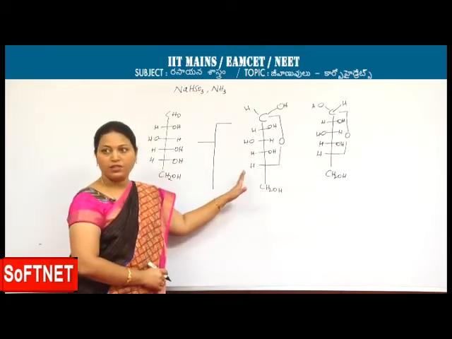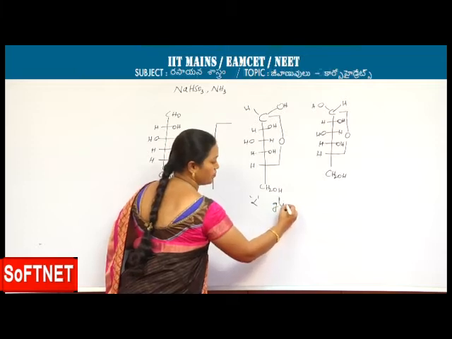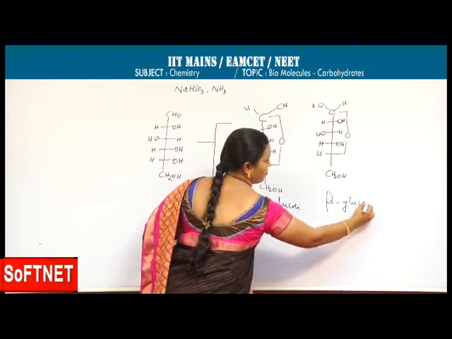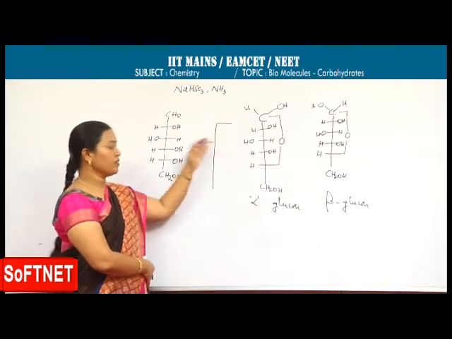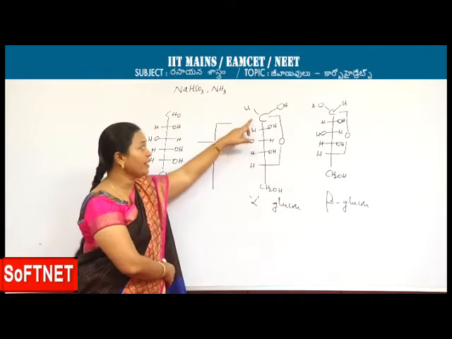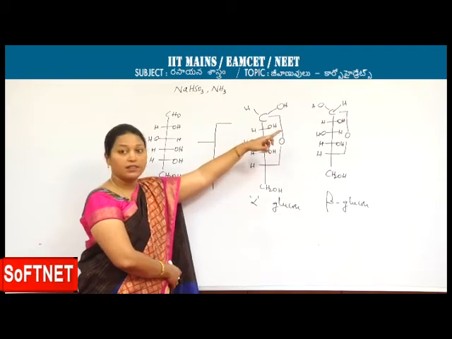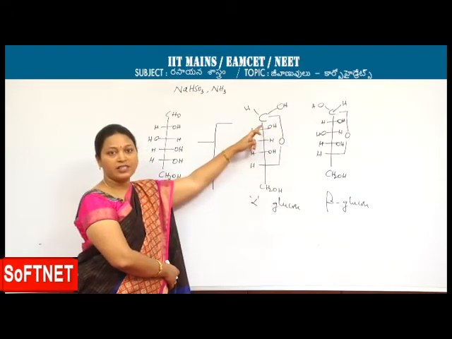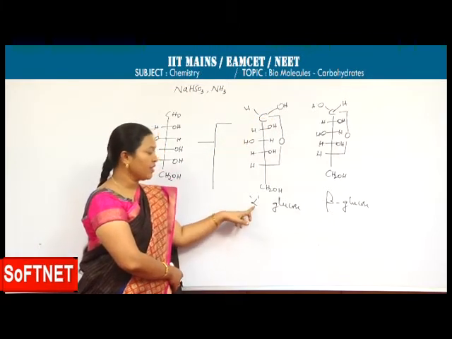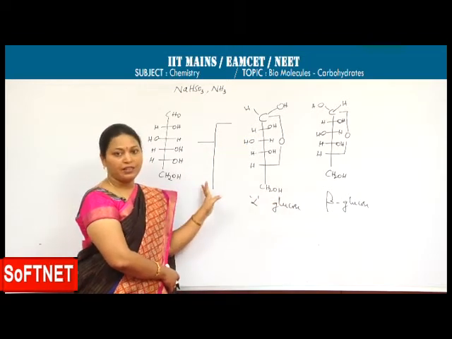Now I will give the names for these structures. It is alpha glucose and it is beta glucose. These are the two ring structures for the glucose. Alpha glucose and beta glucose differ in their configuration only at the first carbon. If you observe, in one the OH group on the first carbon is present on the right side, and in the other the OH group on the first carbon is present on the left side. If the OH group is on the right side, we call it the alpha form. If the OH group is on the left side, we call it the beta form.